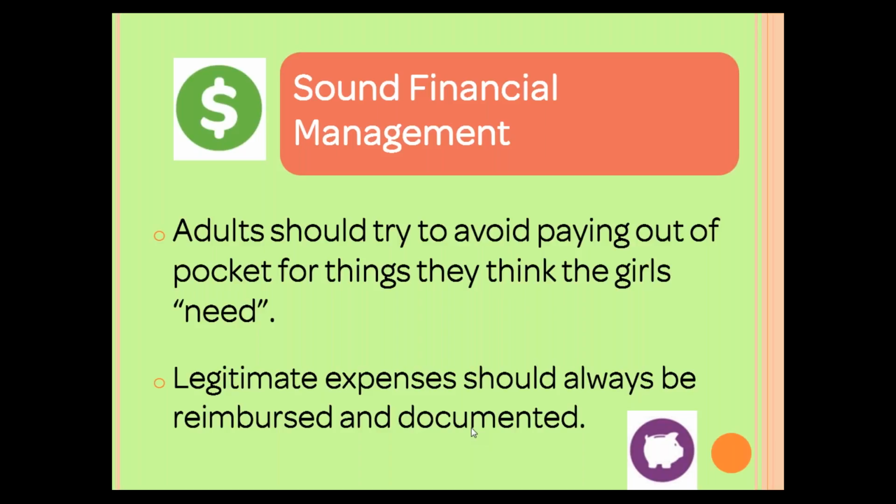So once we're through all those fundraising options, I just want to remind you, going back to sound financial management, these are just kind of like the talking points. Adults should try to avoid paying out of pocket for things they think the girls need. Legitimate expenses should always be reimbursed and documented. The most important help we can offer is how to ensure sound financial management for your troop group or service unit, so please always reach out to us.